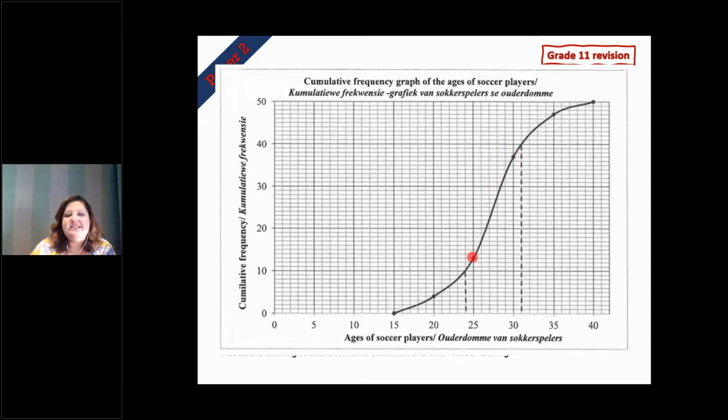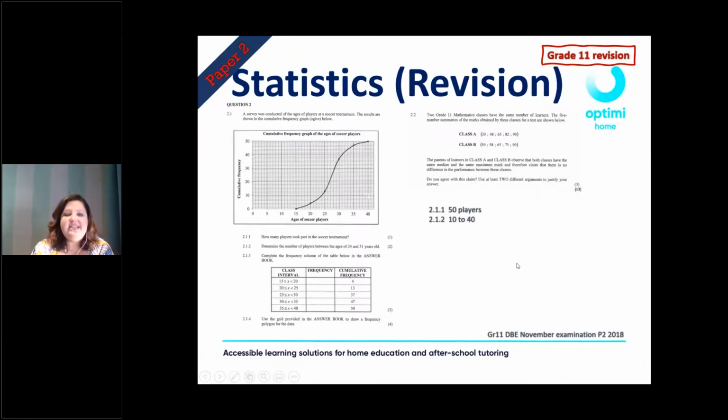So how many players were there between the two? I need to do a subtraction, so the difference between the two. 40 minus 10 is 30. There are 30 players between the ages of 24 and 31. There we go. So you've seen that it increased from 10 players up to 40 players, so I need to subtract to get the difference between the two. It means that there are 30 players between the ages of 24 and 31.